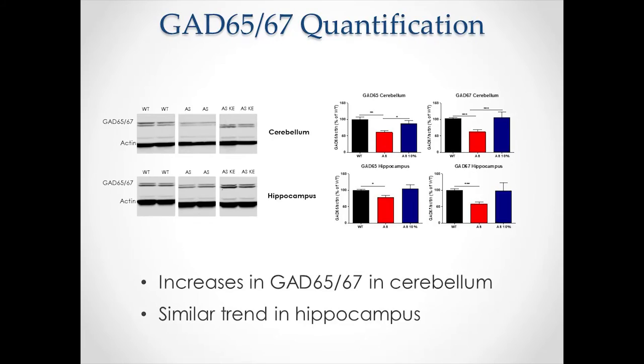And this is just data. It's been suggested that if you're increasing GABA, potentially you should be increasing glutamic acid decarboxylase. So I looked at both GAD65 and 67 in the hippocampus and the cerebellum, and either saw trends or significant increases in both GAD65 and 67 in both the cerebellum and the hippocampus.